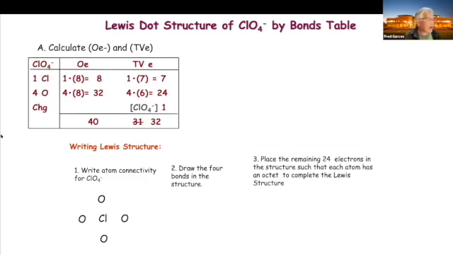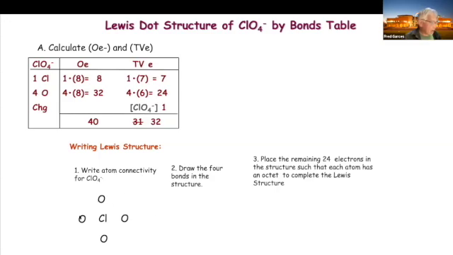If I subtract 8 from 32, that's 24. 24 divided by 2, 12 lone pairs. Even without the structure, I know the number of lone pairs. 12 lone pairs, 4 bonds. Let's see if that's true.